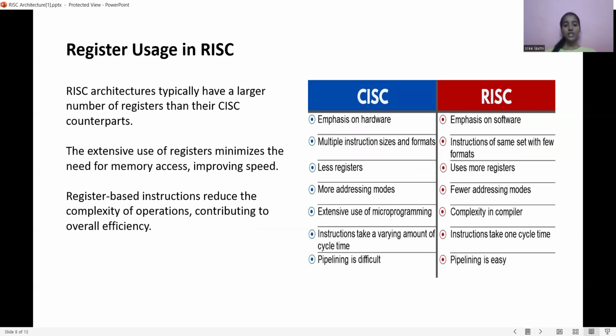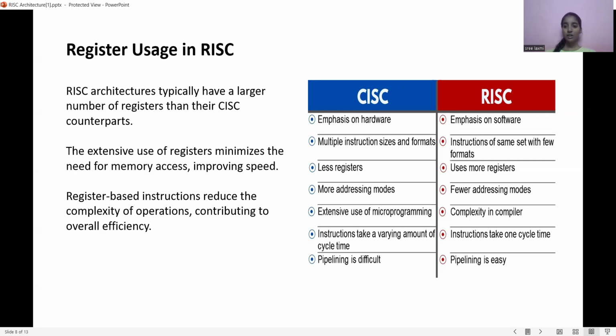Register usage in RISC. RISC architectures typically have a large number of registers compared to their CISC counterparts. The extensive use of registers minimizes the need for memory access, improving speed. Register-based instructions reduce the complexity of operations, contributing to overall efficiency.